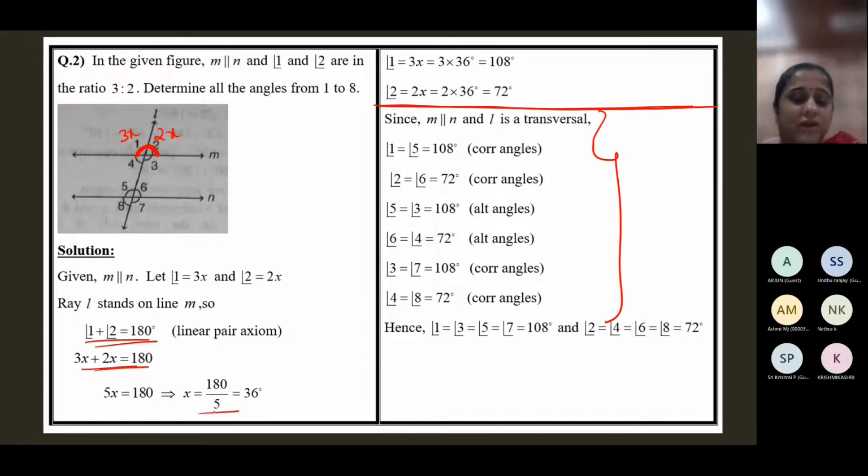So like that, we find the value of x, 36 degrees. Now, x is 36, so 3x will be 3 into 36, 108, and 2x is 2 into 36, 72. So we found angle 1 and angle 2.